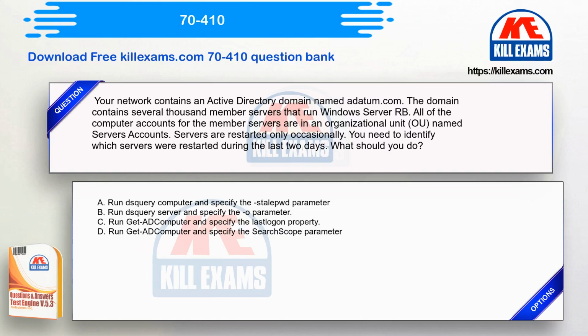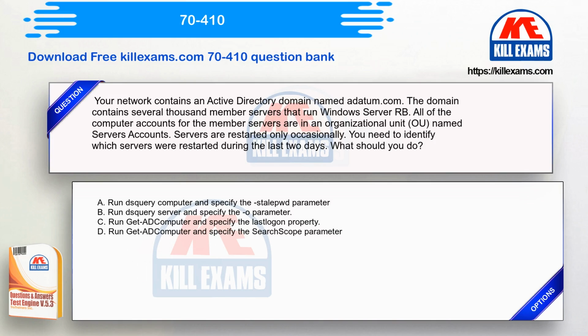Your network contains an Active Directory domain named adatum.com. The domain contains several thousand member servers that run Windows Server. All of the computer accounts for the member servers are in an organizational unit, OU, named Servers Accounts. Servers are restarted only occasionally. You need to identify which servers were restarted during the last 2 days.